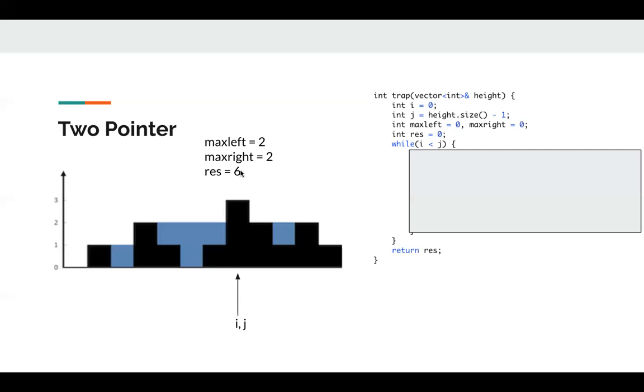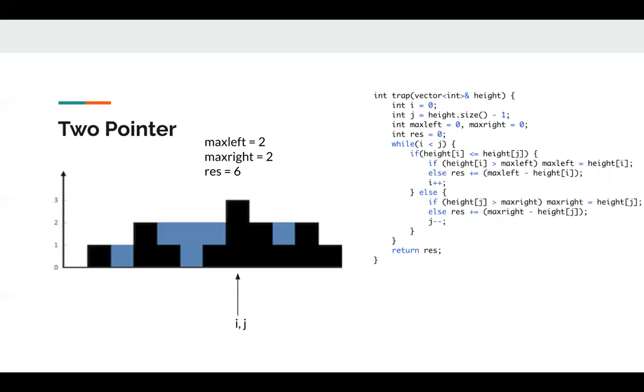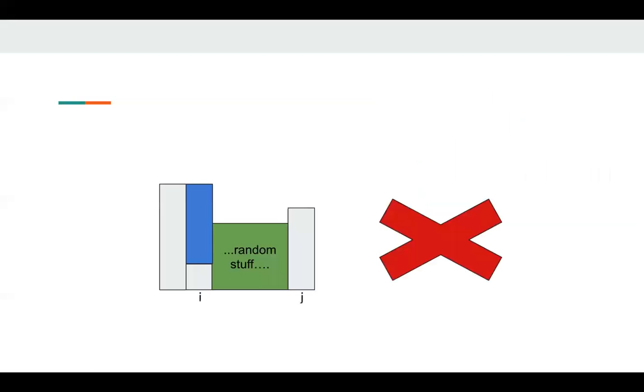So the most important question here: why is this algorithm correct? This is our algorithm. If height i is smaller or equal to height j, we process i, otherwise we process j. So why is this algorithm correct? Let's take a look at this example.